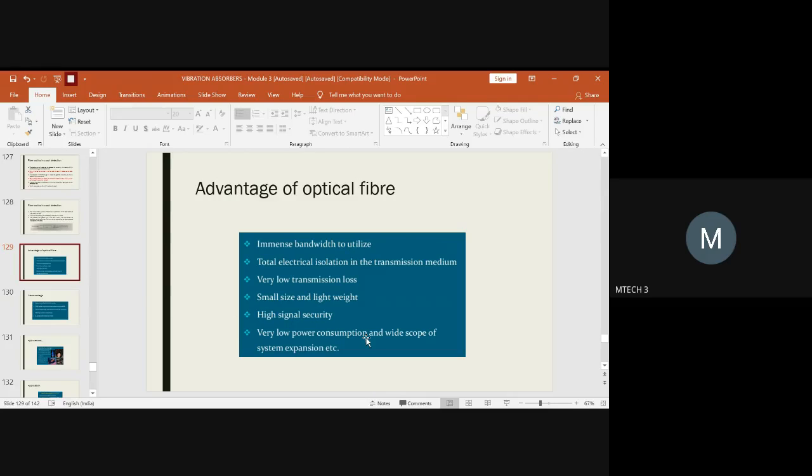And lastly, you require very low power consumption. It is not like you need a huge amount of light rays. The source you will use is a laser or an LED. So the power required is very low, because you just need some amount of light which transmits with equal constant phase and equal type of wave motion, right? So these are the advantages of optical fiber.